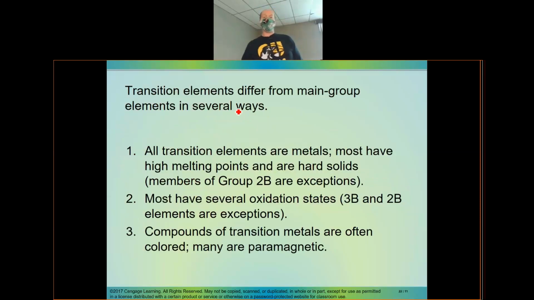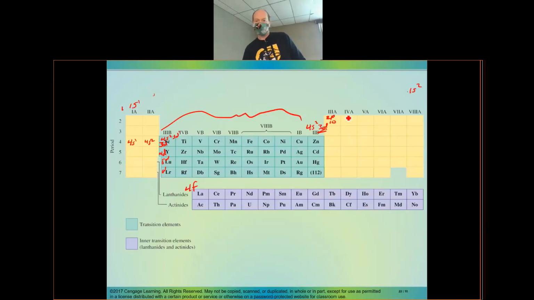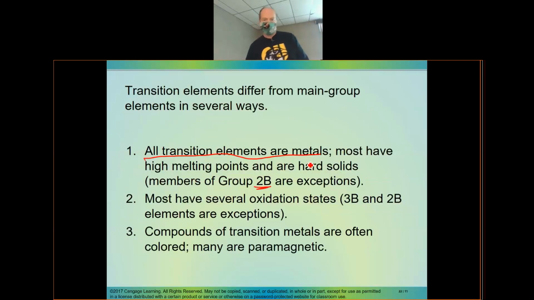All right, so they differ from main group elements in several ways. All transition elements are metals. Most have a high melting point and are hard solids. Members of group 2B are exceptions, and that, of course, is your mercury, where you'll see in 2B here, mercury, of course, is a metal, but it is a liquid metal.